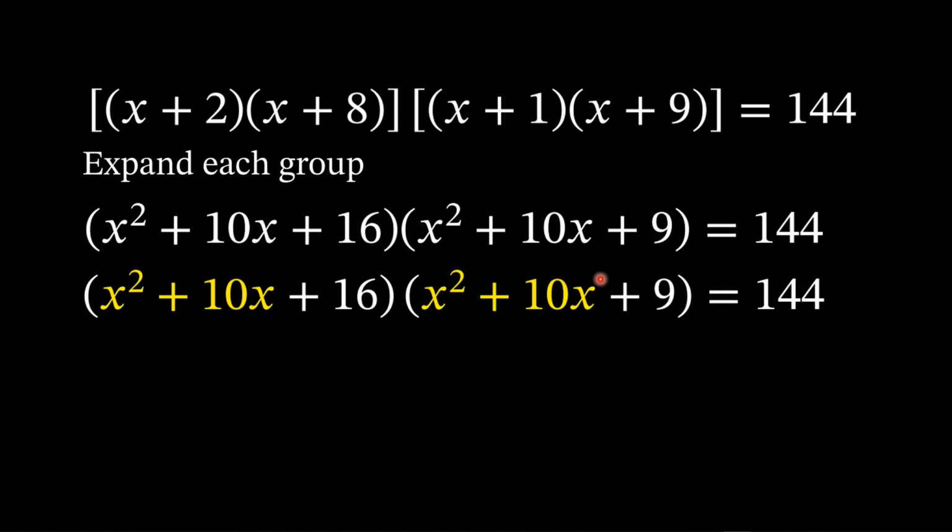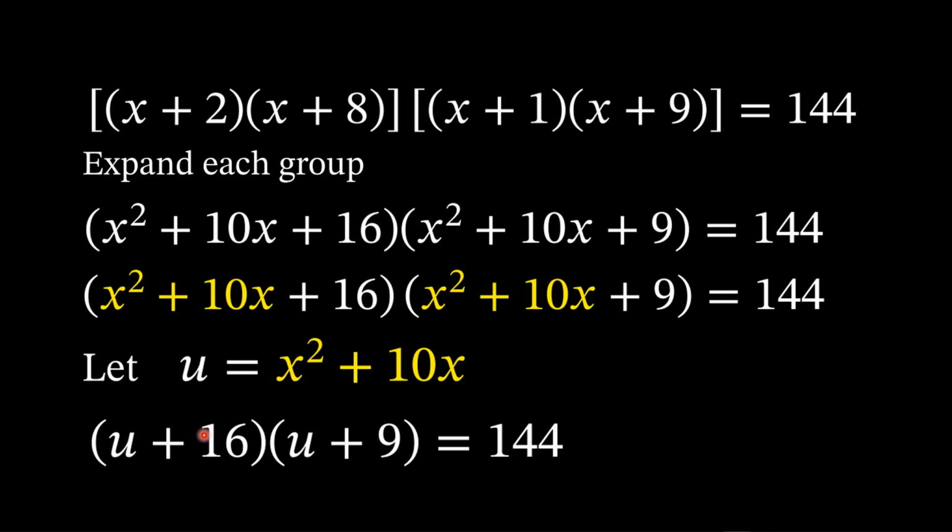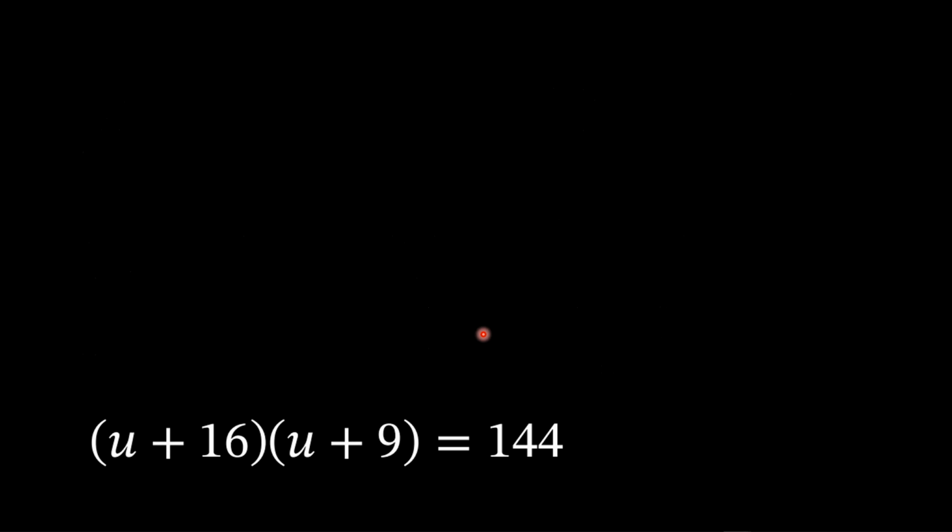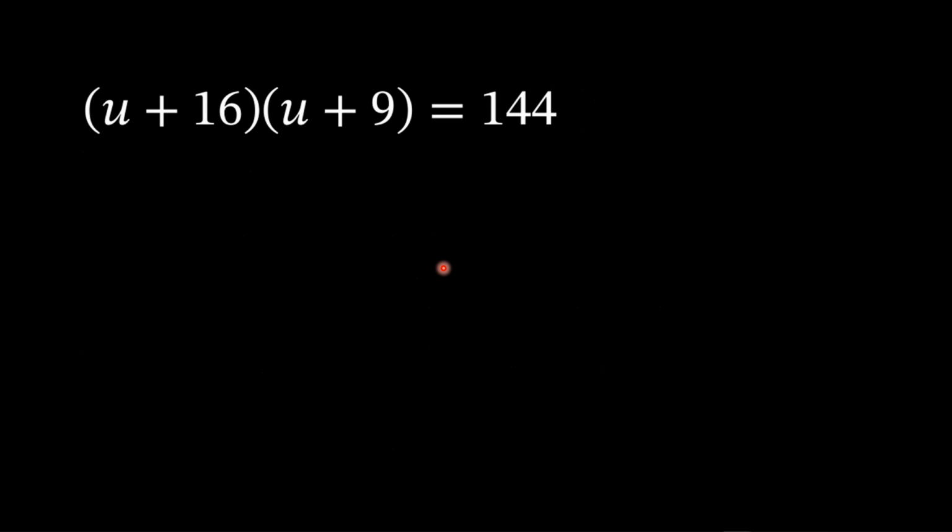We now have the same term, x squared plus 10x, appearing in both brackets. Let's call this term u. So now we have u plus 16, multiplied by u plus 9, equals 144. Let's move to the next slide and simplify.